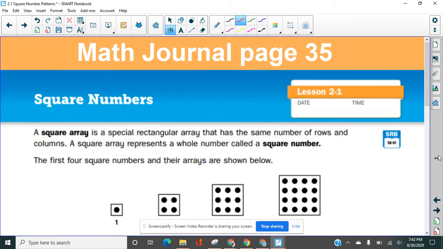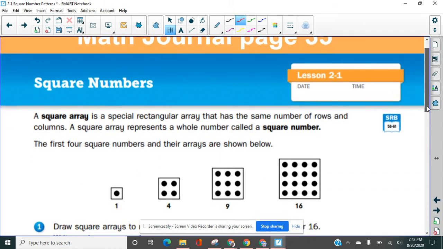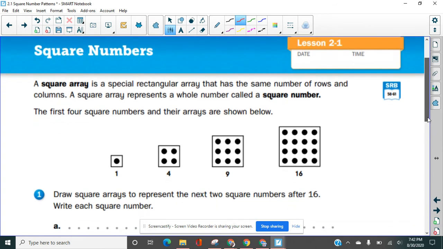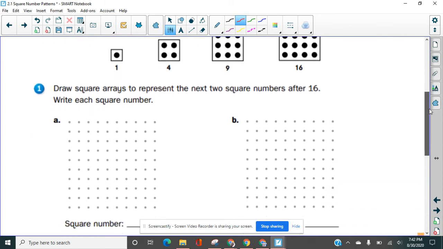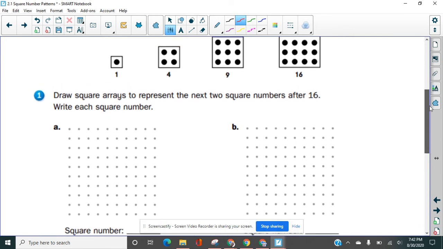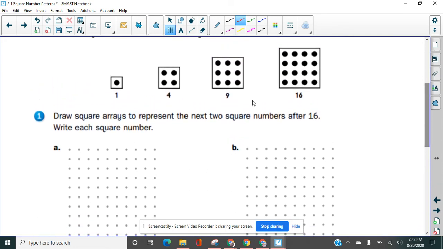So on that math journal page, we can see the ones that we've been working with, right? So here we have the first square number, then this next one, then the next one, then the next one. So how would we draw the next one? Well, let's see. Because that's our job here: draw square arrays to represent the next two square numbers after 16. Write each square number. So it goes 1, 4, 9, 16. So what would be the next one?